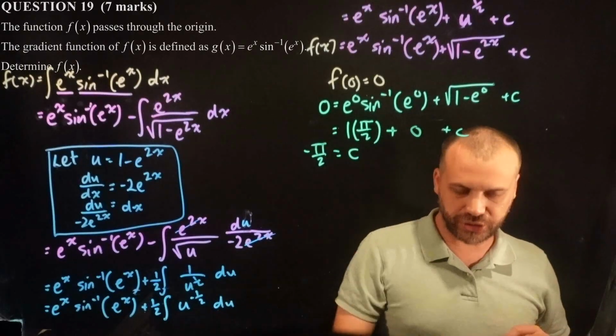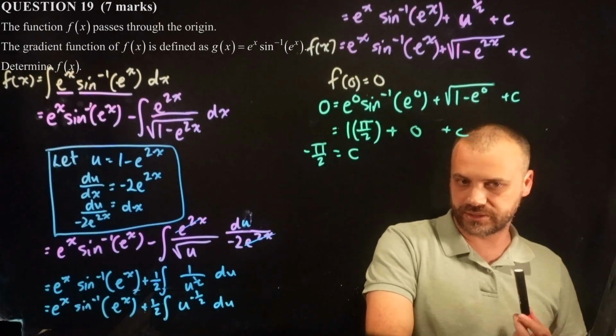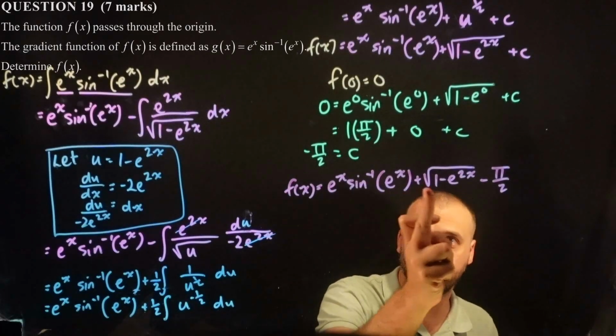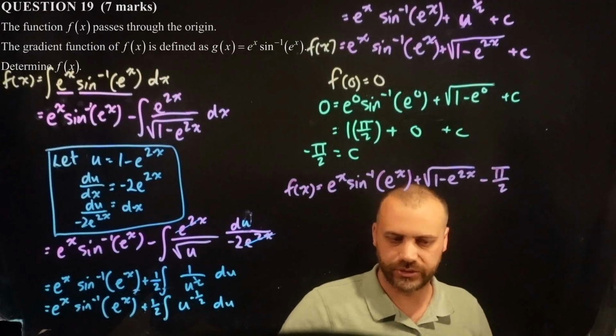This question is officially over. We know what c is. That's all we had to do. Let's write down our final answer. f of x equals all of that minus c, which is pi on 2.